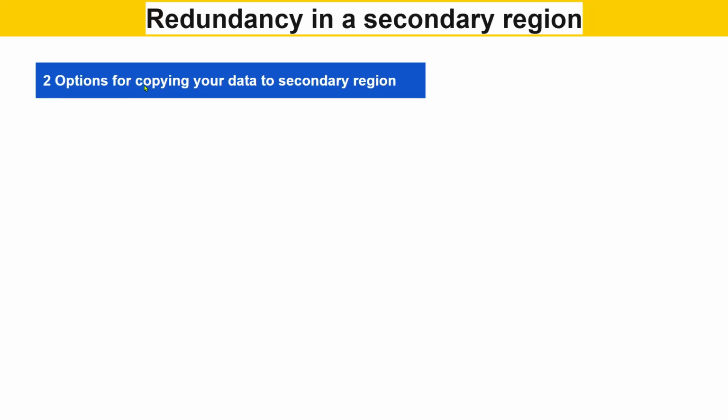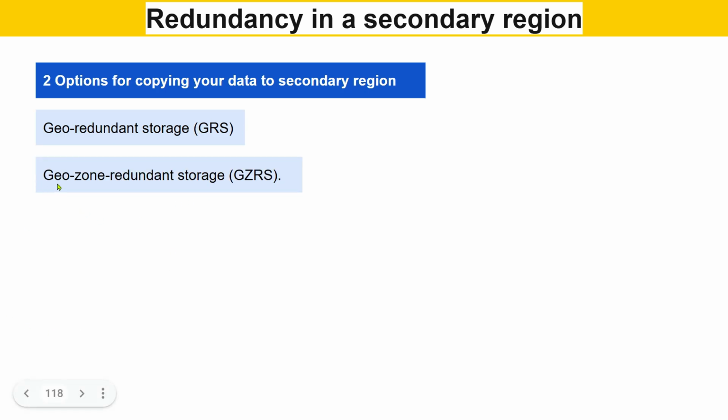Now there are two options for copying your data to secondary region. So what are these two options? You have GRS. We have learned about LRS, local redundant storage. Now it is Geo-Redundant Storage. GRS is available. And then you have something called Geo-Zone-Redundant Storage, GZRS, with secondary region. These are the two options for copying your data to secondary region.